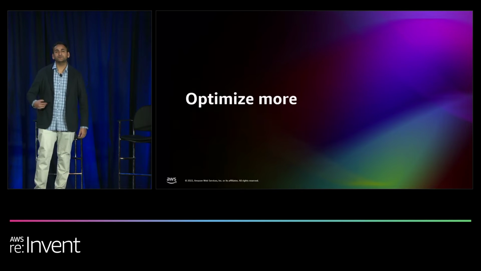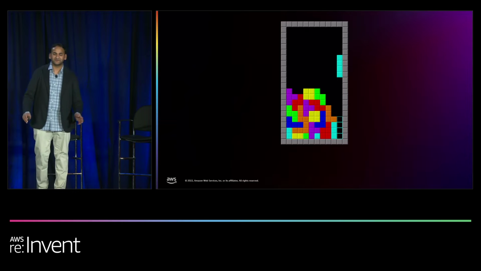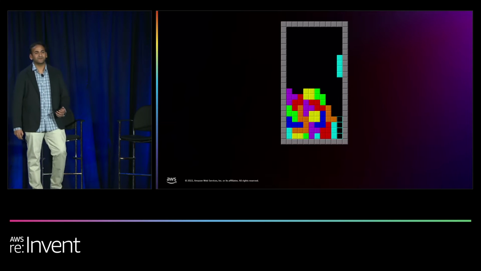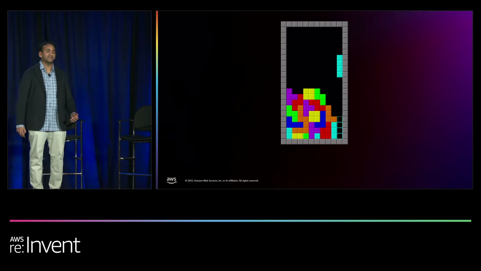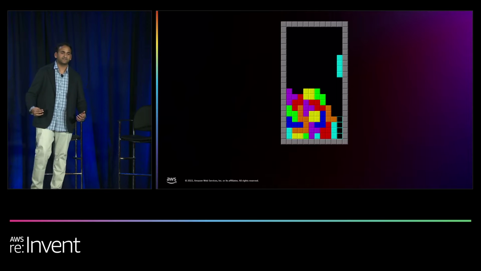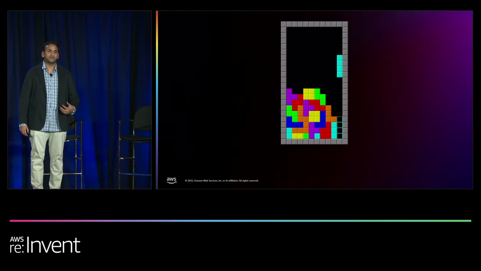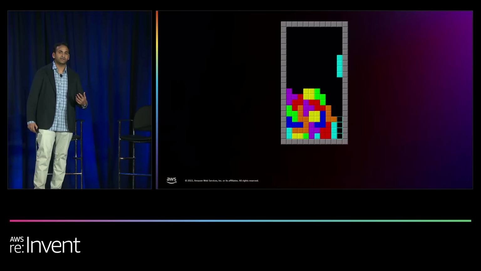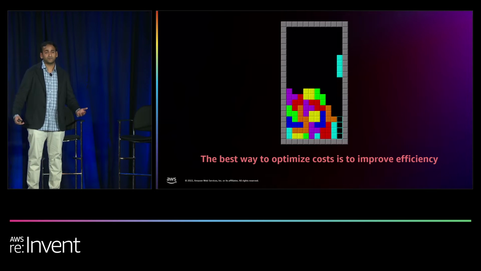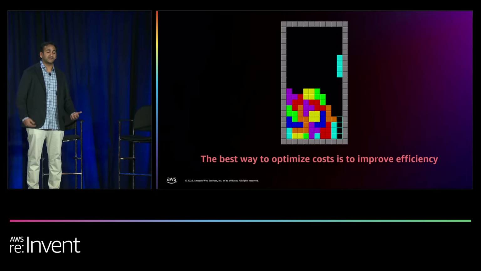With that said, let's move on to the next pillar, utilizing more. I'm sure, I hope most of you are familiar with this image. This is the image that always pops up in my mind when I think about running containers efficiently. Just like in Tetris, the goal is to fill up lines perfectly and increase your score. When you run containers efficiently and utilize your compute efficiently, you save costs. And that's why, as I said, the best way to optimize your costs is to improve efficiency of utilization of your compute.